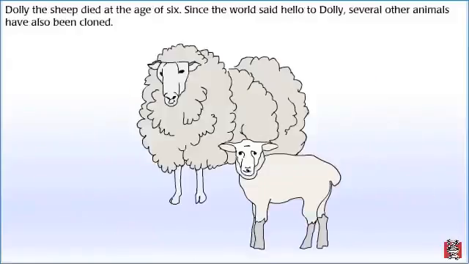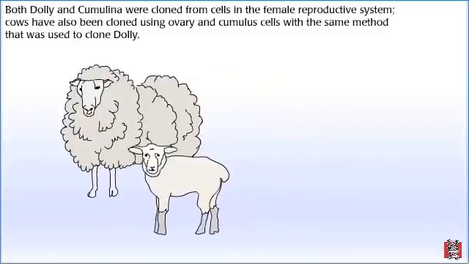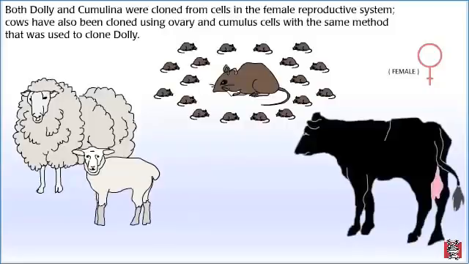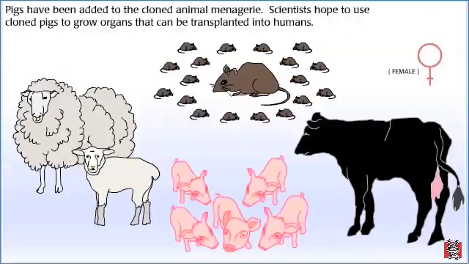Dolly the sheep died at the age of 6. Since the world said hello to Dolly, several other animals have also been cloned. Both Dolly and Cumulina were cloned from cells in the female reproductive system. Cows have also been cloned using ovary and cumulus cells, with the same method that was used to clone Dolly. Pigs have been added to the cloned animal menagerie. Scientists hope to use cloned pigs to grow organs that can be transplanted into humans.